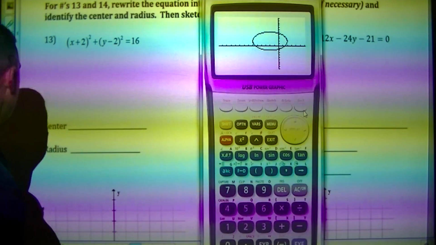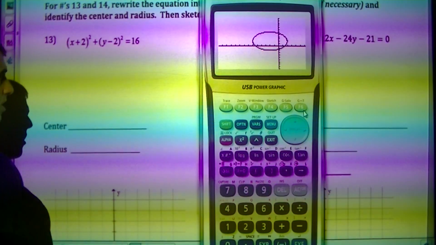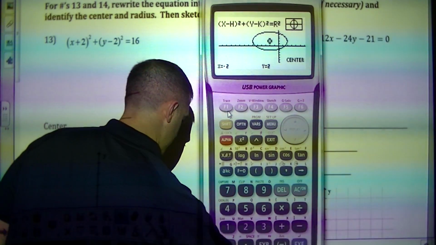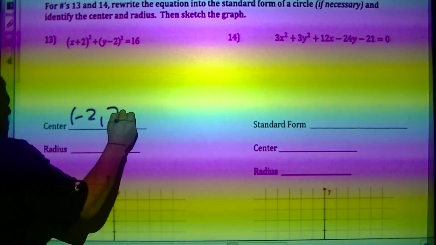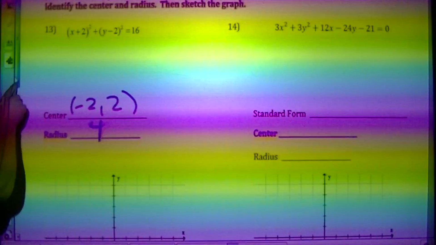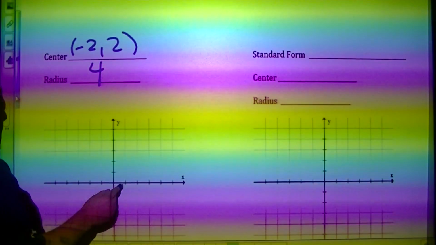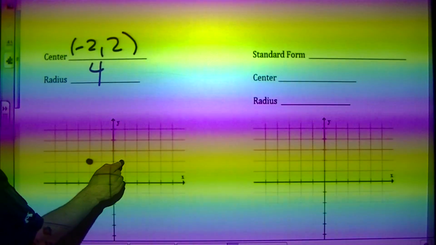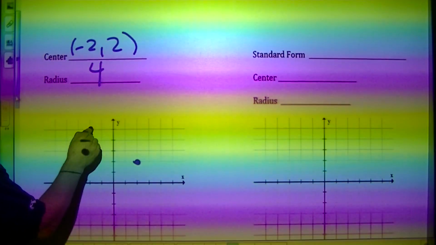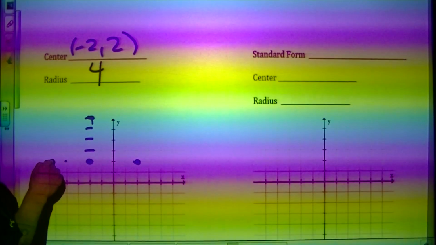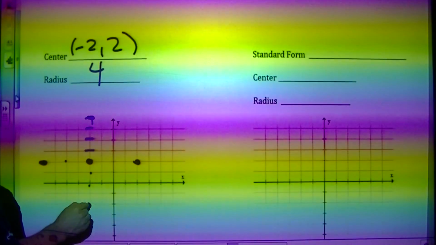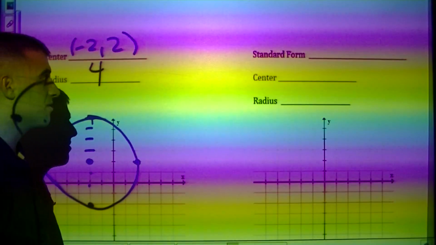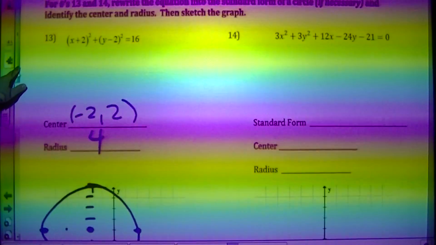I'm going to draw. Okay. All right. So G solve center -2, 2. Radius will be 4. So what that means for me is I graph it -2, 2. 4 means I go 4 in each direction. 1, 2, 3, 4. 1, 2, 3, 4. Okay, not as good as I was doing it in class. All right, that's that one.